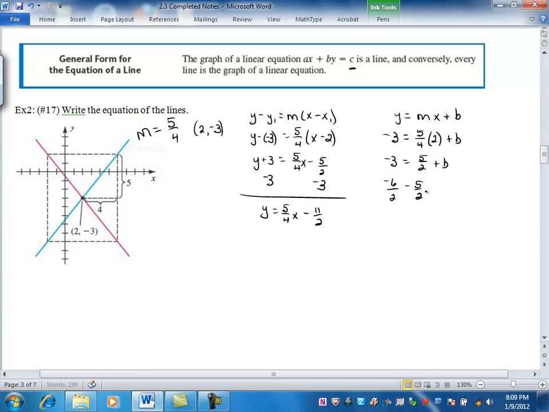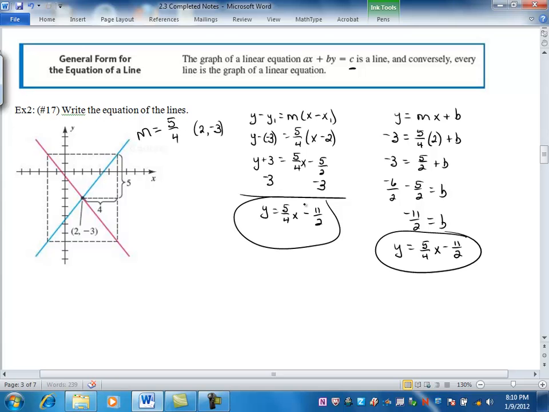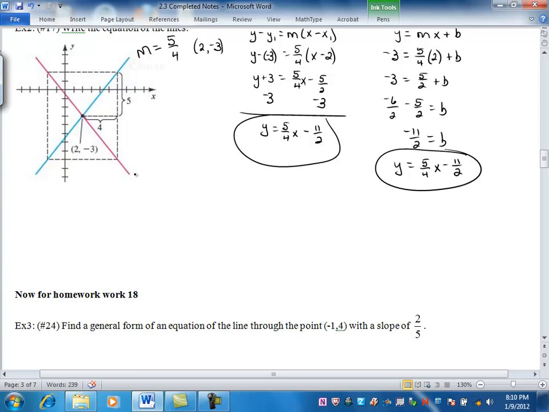-6/2 minus 5/2 equals b. -11/2 equals b. So we have y equals 5/4 x minus 11/2. So either way we cut it there, we get the same result. Now for the pink line, since it is perpendicular to the blue line, remember the slope of it is going to be the opposite reciprocal.